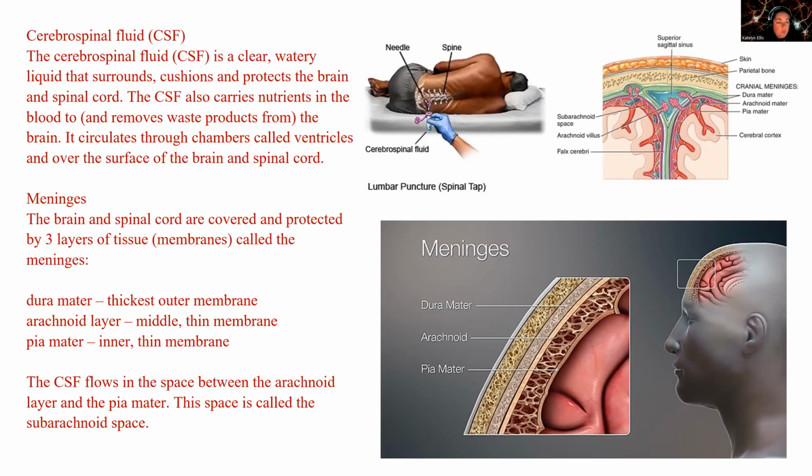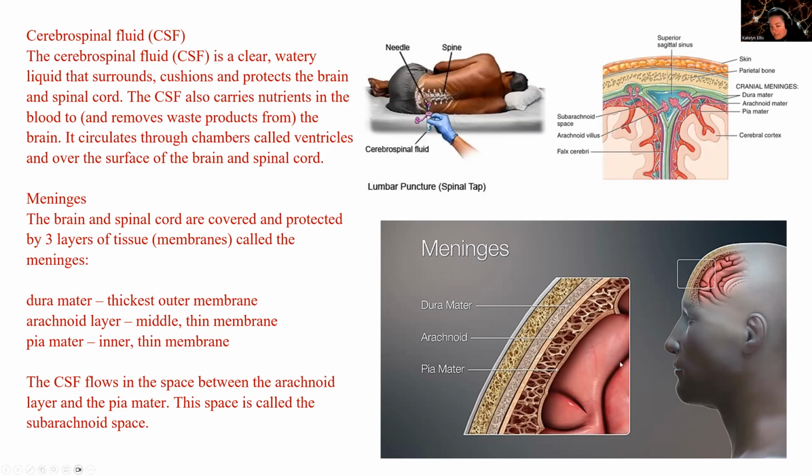There is dura mater, which is the thickest outer membrane. There's the arachnoid layer, which is the middle thin membrane. All right, I have them pictured here at the bottom. If you have the lecture blown up, you should be able to see this on the bottom right here labeled for you. And the pia mater, it is the inner thin membrane.